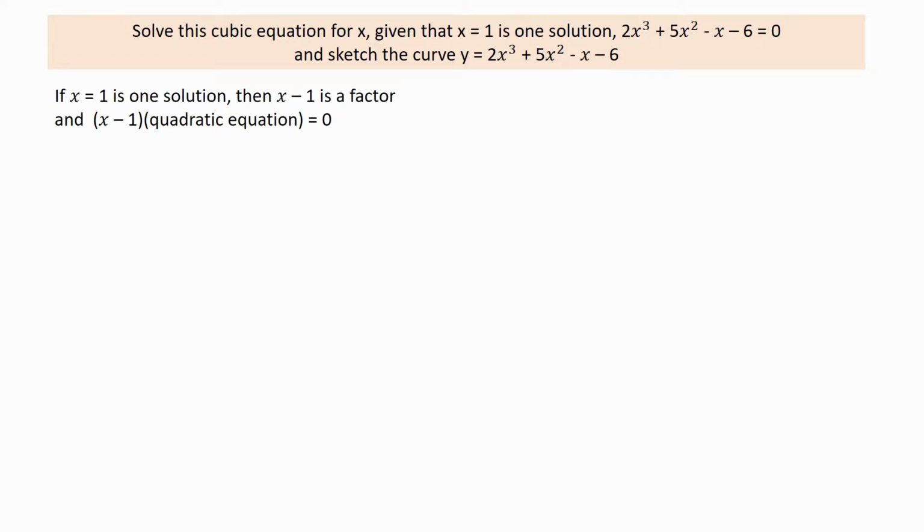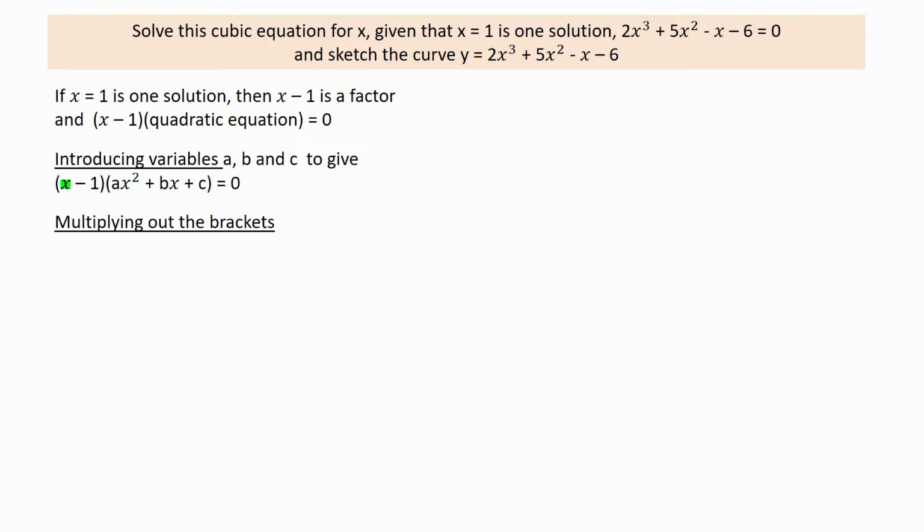If x is one solution, then x minus 1 is a factor, and the product of x minus 1 and a quadratic gives a cubic. Ax squared plus bx plus c represents a quadratic, where a, b and c are constants. Multiply each term in the quadratic by x minus 1, starting with the x highlighted.